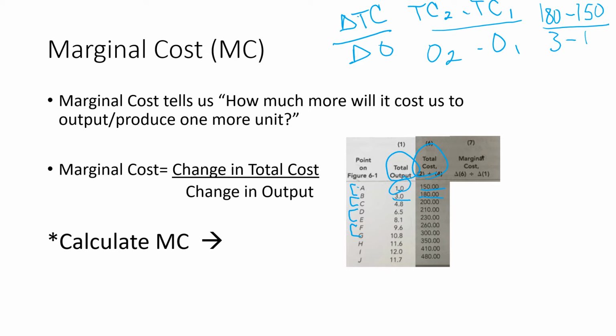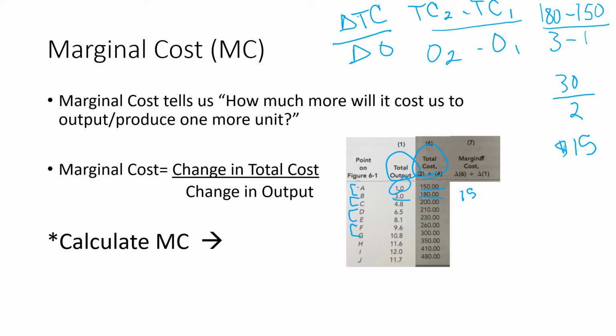Okay, so 180 minus 150 is 30. 3 minus 1 is 2. So in this case, our marginal cost is $15. So that means from points A to B, to increase our output by 1 unit, so to produce 1 more unit of product, it's going to cost us $15 more.